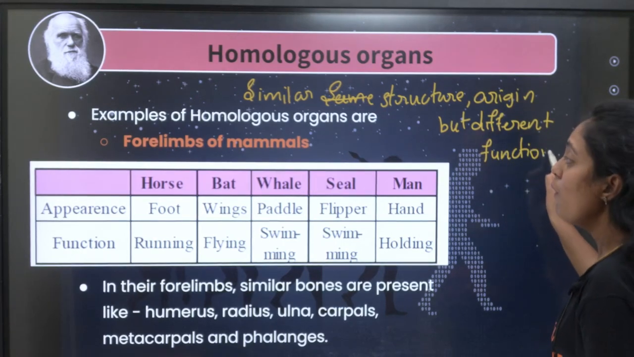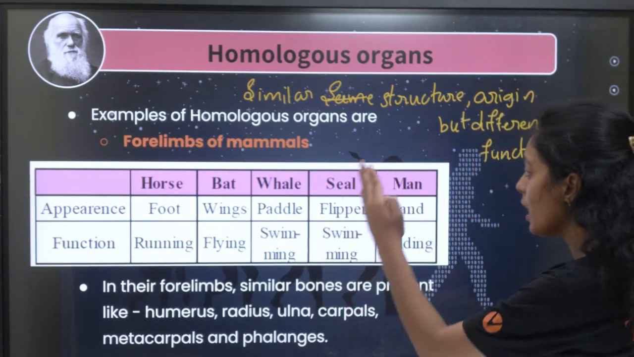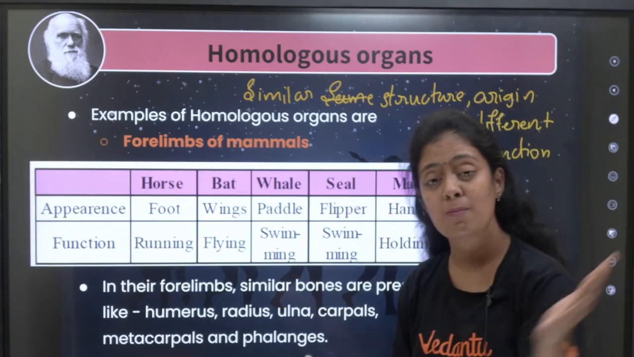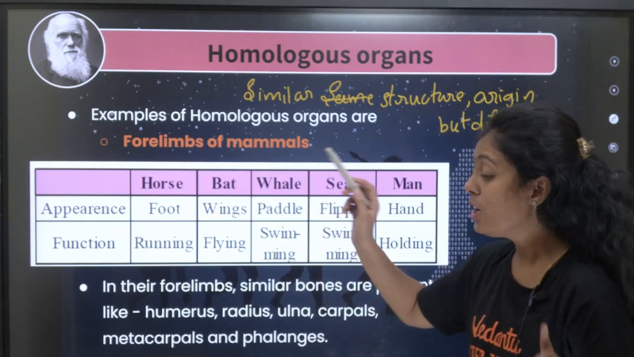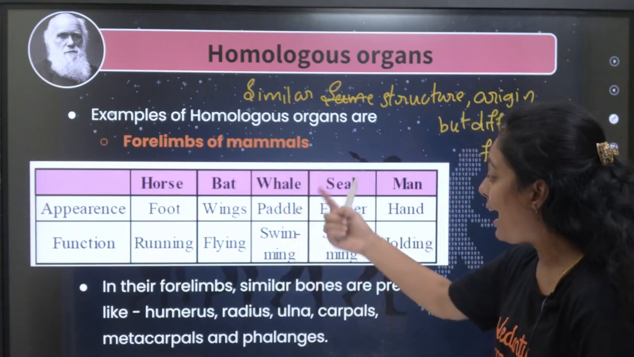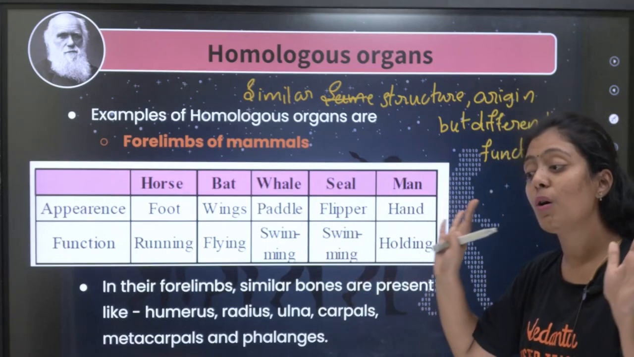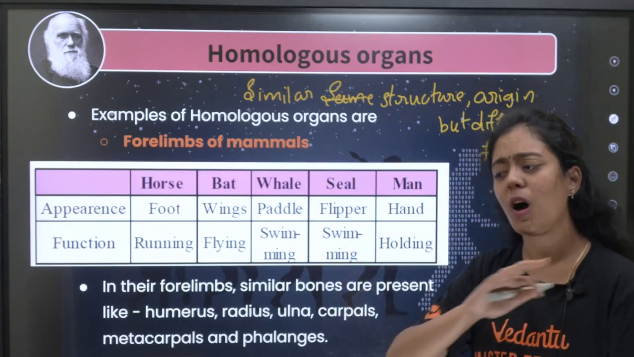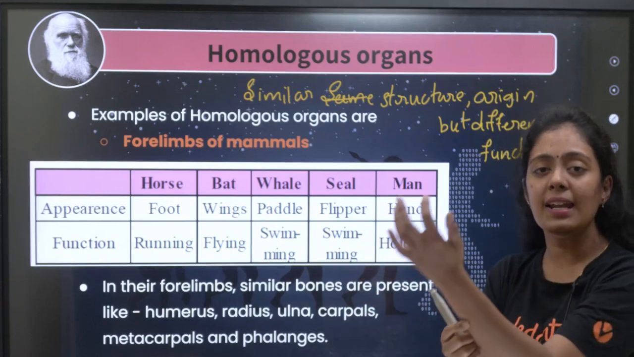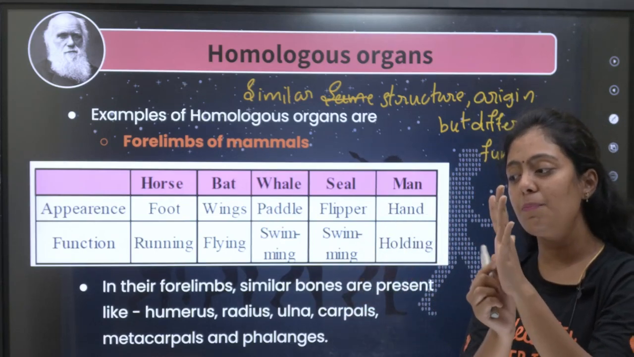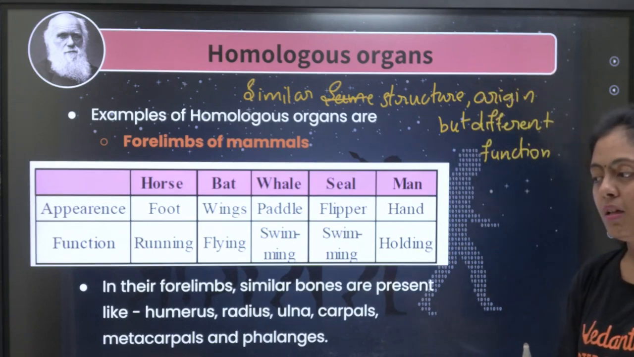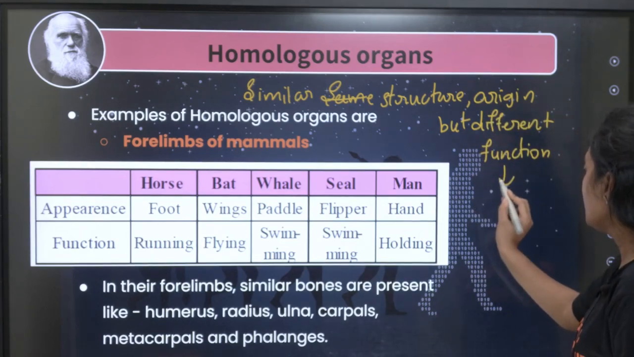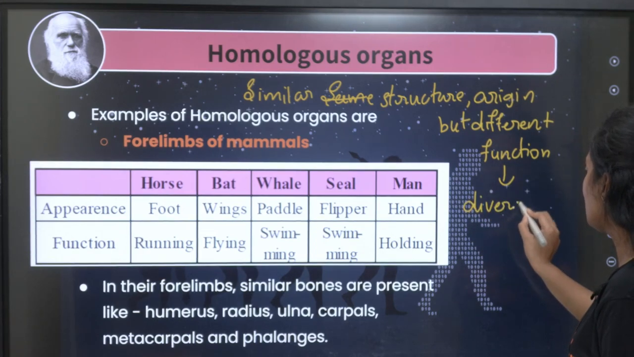Example, four limbs of mammals. Your horse, bat, whale, seal, man, they're all mammals. They all have the same origin, they all have the same structure. But the horse uses its forelimb for running, the bat uses it for flying, whale uses it for swimming, seal uses it for swimming, man uses it for holding. We all have the same humerus, radius, ulna, metacarpals, phalanges, everything is the same. But they differ in their function. That's very, very important. And this homologous organ results in divergent evolution.